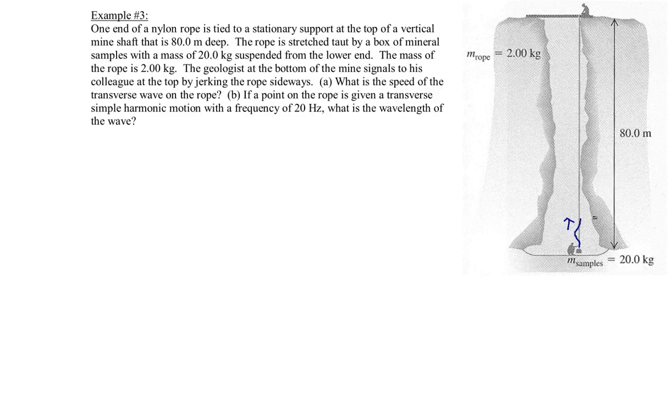So let's start off by determining the tension that is pulling down on the nylon rope. So for part A, let's find out that tension. Now that tension would be equal to the weight that is pulling downwards, which is mg. Our mass is 20 kilograms, and the acceleration due to gravity is 9.8 meters per second squared. So that gives us a tension of 196 newtons.